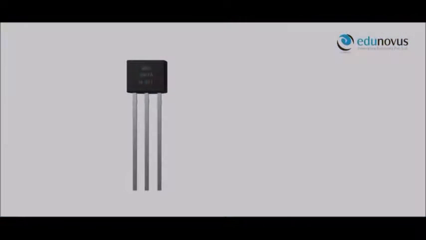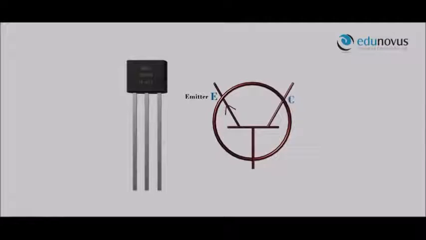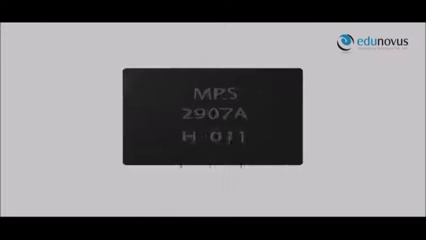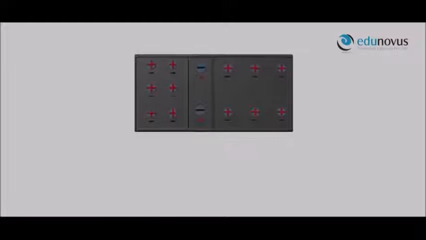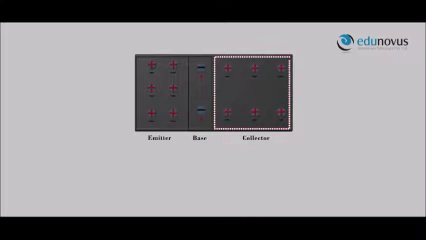In the real world, a transistor looks like this, and in the circuit diagram, an NPN transistor is represented this way. In an NPN transistor, a p-type semiconductor is sandwiched between two n-type semiconductors. The first thick layer is called the emitter, which is heavily doped. The second thin layer is lightly doped, and the third layer is the collector. Here, the collector section is larger than the emitter section.